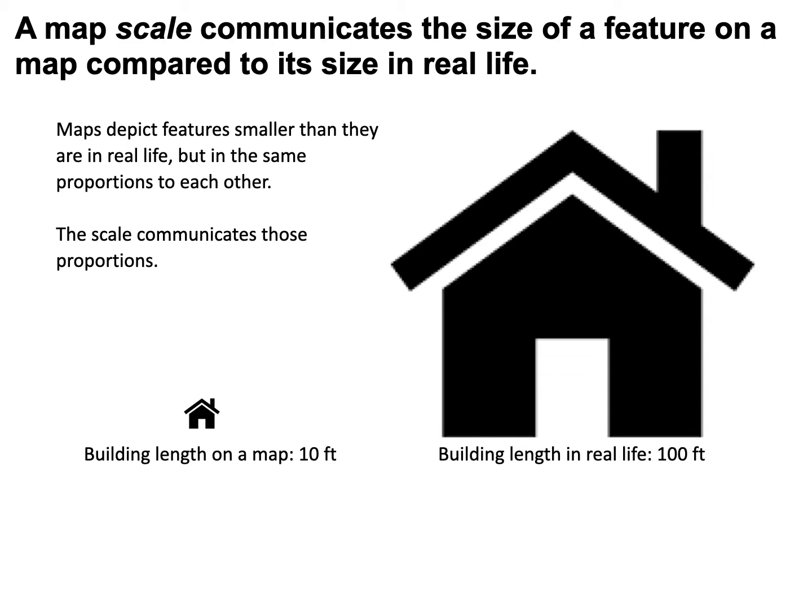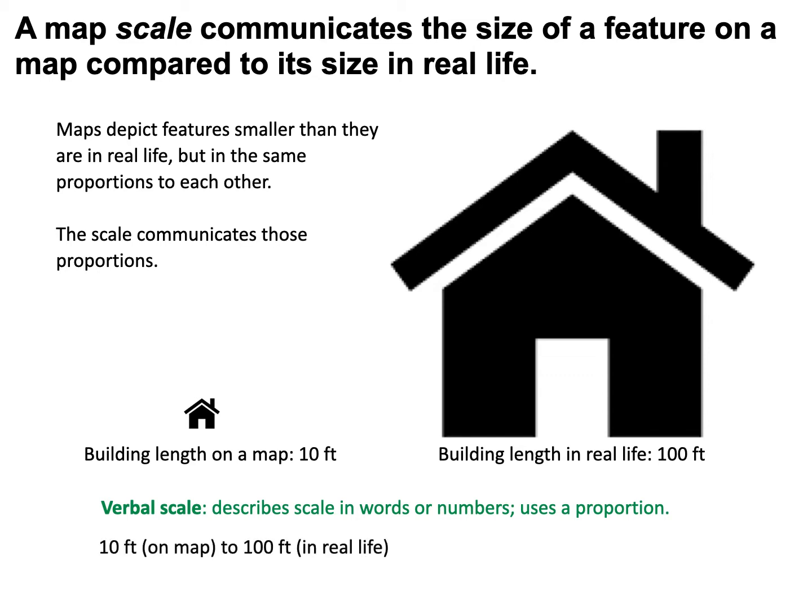So two different kinds of scale. A verbal scale is something that describes the scale in words or numbers and uses a proportion. So in our example, the 10-foot length on the map to 100 feet in real life, the size of that house, we could represent as 10 feet to 100 feet. And we could simplify this by getting rid of a zero that's in both sides and also the units. So we could make this as simple as possible, and say that the building scale on the map is 1 to 10, which means it's 1/10 the size that it actually is in real life.